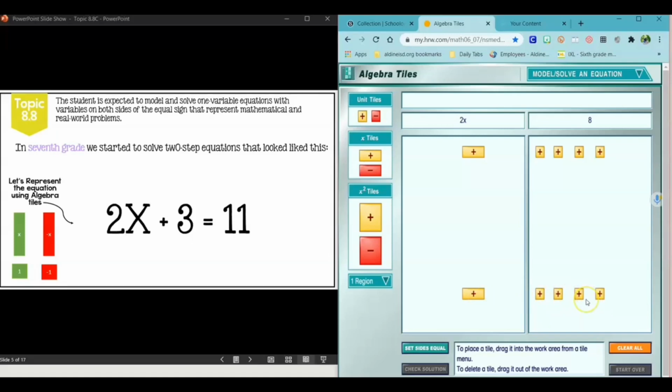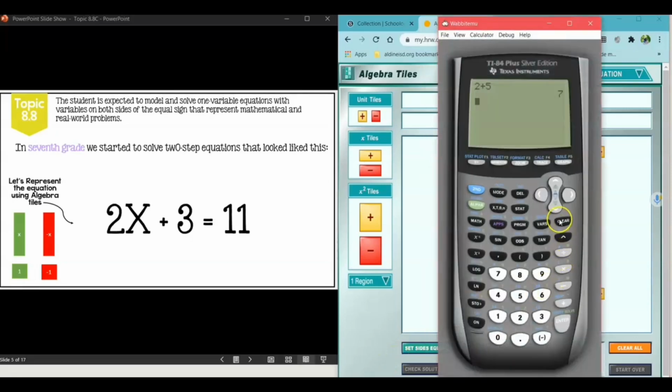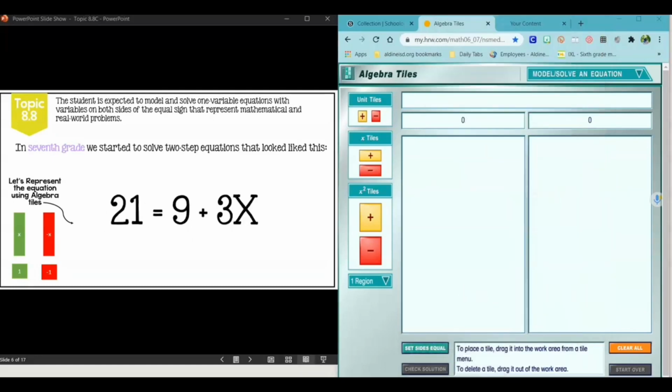All right, now again, I want to double check myself, so I'm going to put it in the calculator. So 2 times 4 plus 3 should give me 11 if we are correct in our solution. Yep, it does. Okay, so again, we want to make sure that we are checking and that we are creating those zero pairs correctly. All right. Okay, so let's look at our second example.